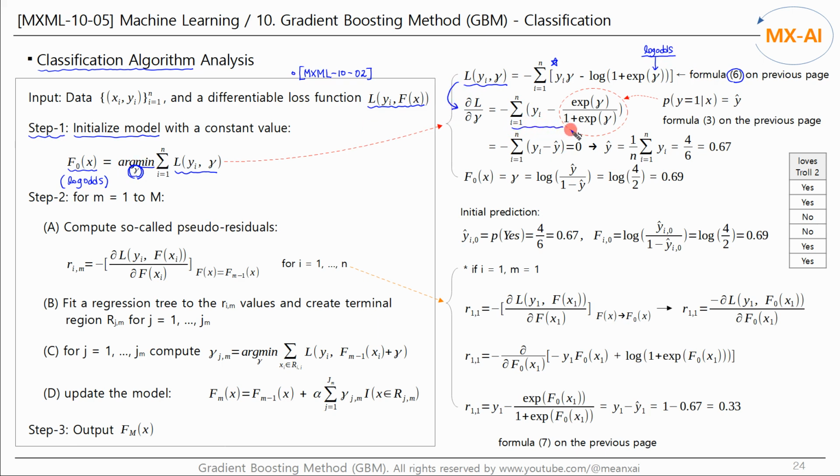Here, this part is the logistic function. That is, y hat. Then we can write this equation like this. And if we solve the y hat here, it looks like this. The target y of the data used in the previous video is like this. Yes is 1 and no is 0. Here, the average of y is 4/6, or 0.67.